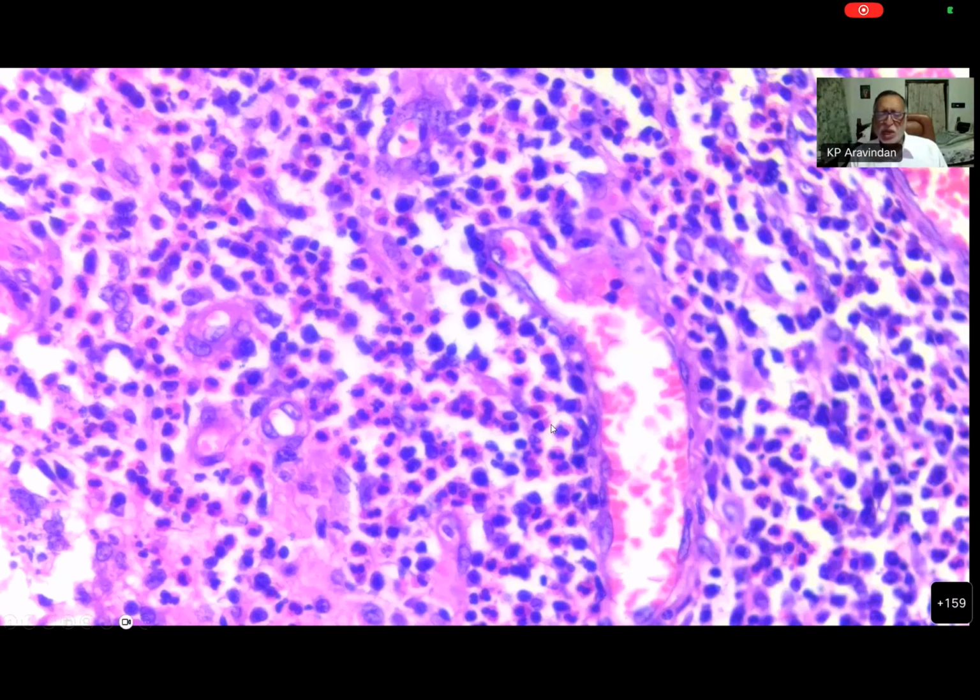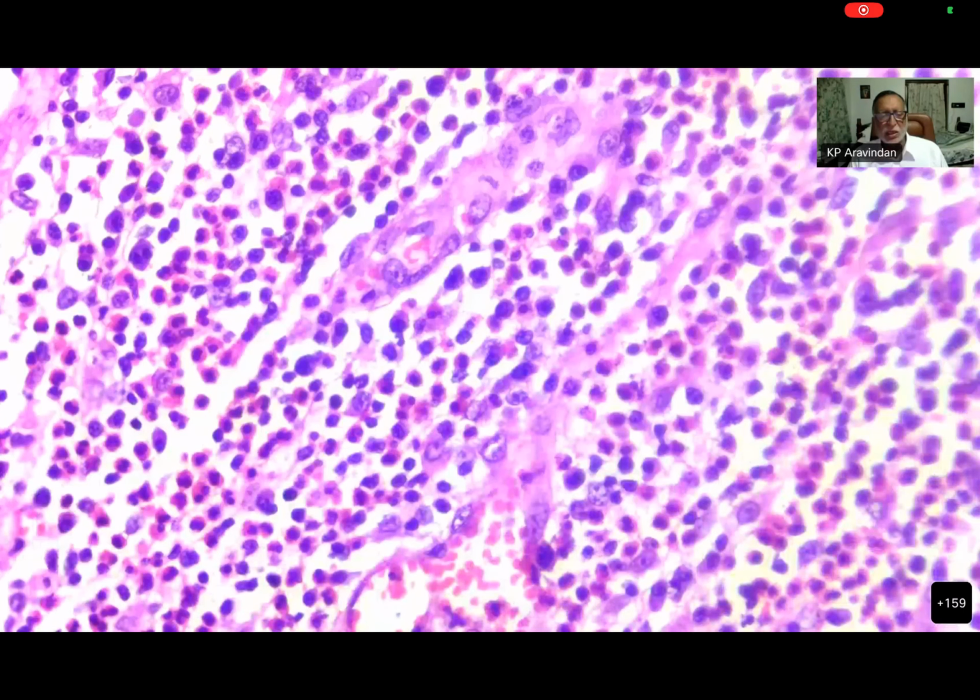The combination of eosinophils and plasma cells, plenty of eosinophils and plasma cells, particularly should make you think of chronic inflammation due to parasitic infestation. See here again, you find lots of eosinophils. Yes, sir. So suppose you don't find any parasites, what then?